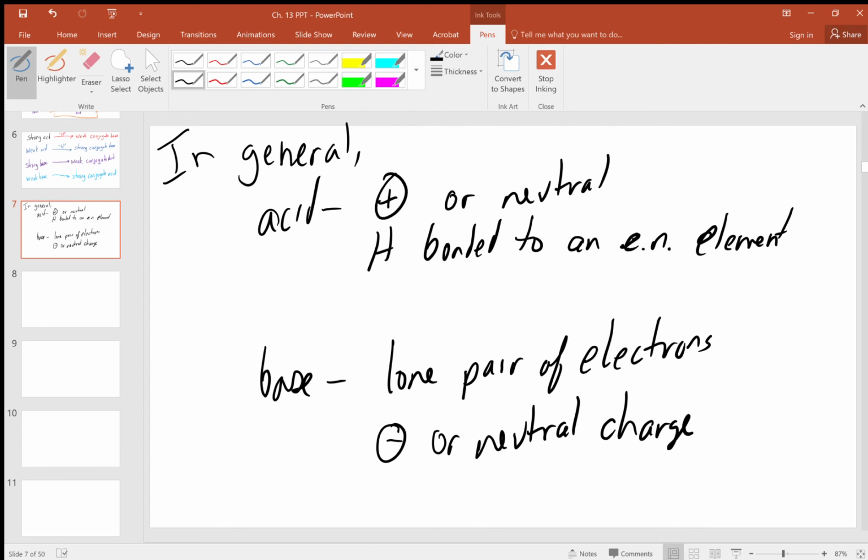So we've talked sort of qualitatively about what it means to be a strong acid or strong base. But is that something we can actually define numerically?